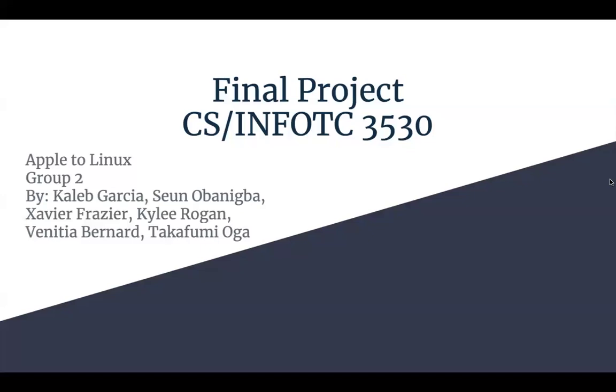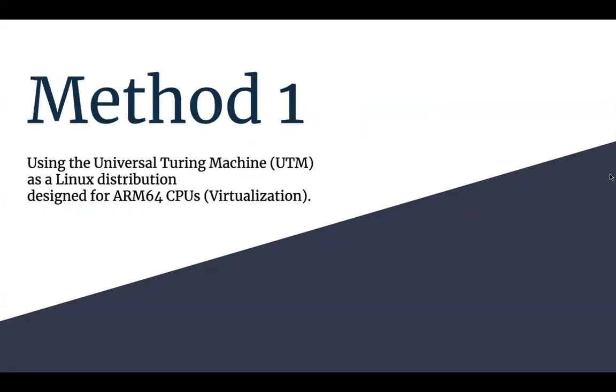All right, perfect. Well, this is our final presentation of our Apple to Linux. We are group 2 with Caleb, Shun, Xavier, Kylie, Venetia, and Takafumi. And this is method 1. We're going to start off with using the Universal Turing Machine, the UTM, as the Linux distribution designed for the ARM64 CPUs for visualization.